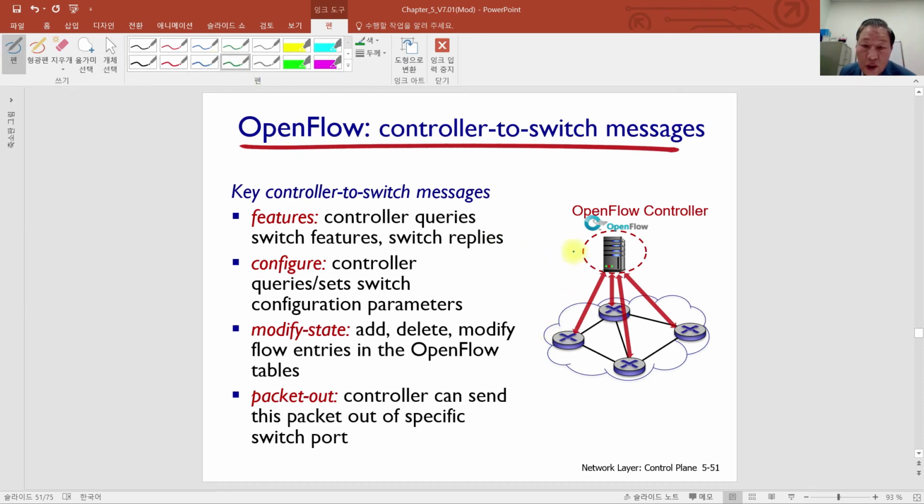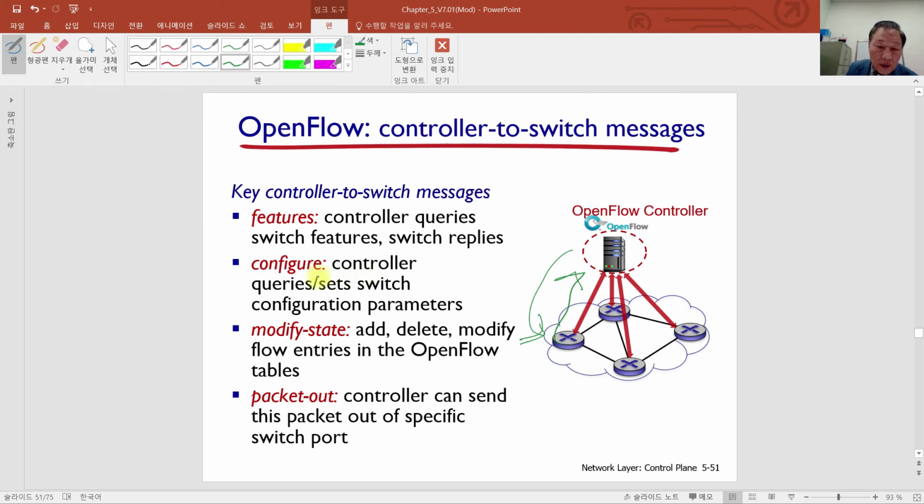From this controller to switch, what kind of messages are there? This one is showing some messages from here to here. Key controller to switch messages: features, where the controller queries the switch features, and switch replies. This one is asking, and this one is answering, replying.